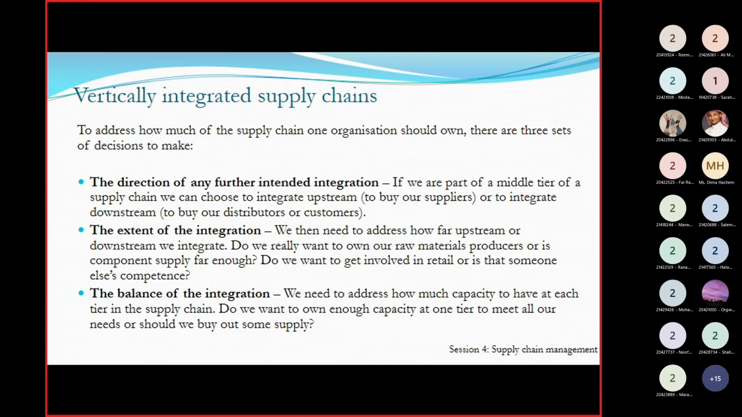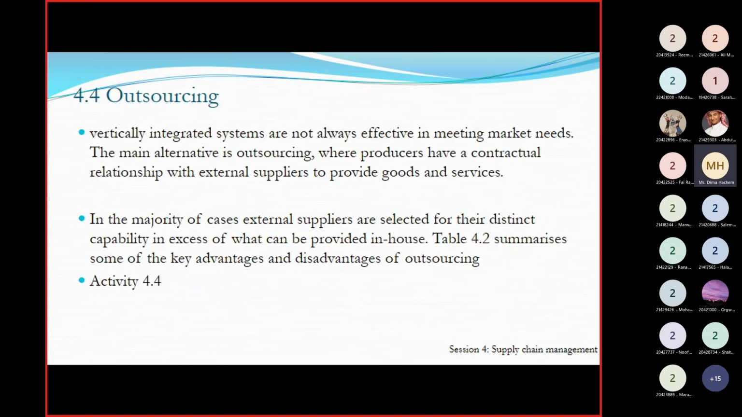Okay, so Apple, yes, it has its own stores, it has its own website, but not all the sales happen through that. So this is what we mean by capacity. Do we want to own enough capacity at one tier to meet all our needs, or should we buy some of the supplies? That is, if you want to buy a supplier, are you going to rely fully on the supplier that you bought, or will you still use both sources as a supplier? This is what we mean by the balance of integration.